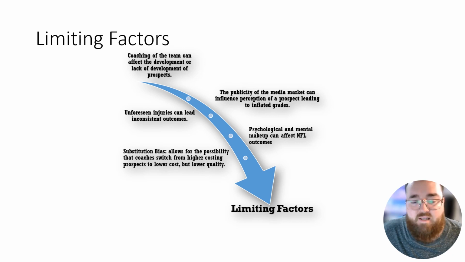And then the last thing is called substitution bias. This allows for the possibility that coaches switch from higher cost prospects to lower cost but lower quality ones. So, for example, you have a prospect that's doing really well, like say Brandon Aiyuk is doing really well for the San Francisco 49ers. Do they want to pay Brandon Aiyuk when they also have Deebo Samuel on the team at the same time? No.